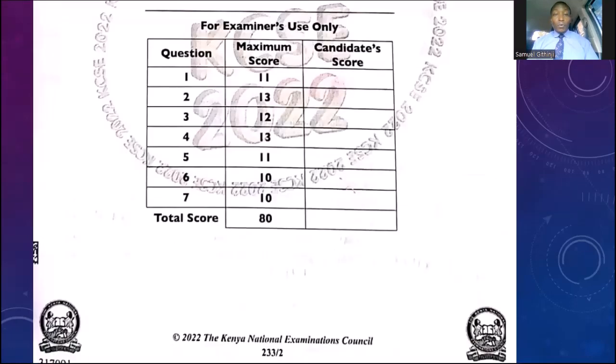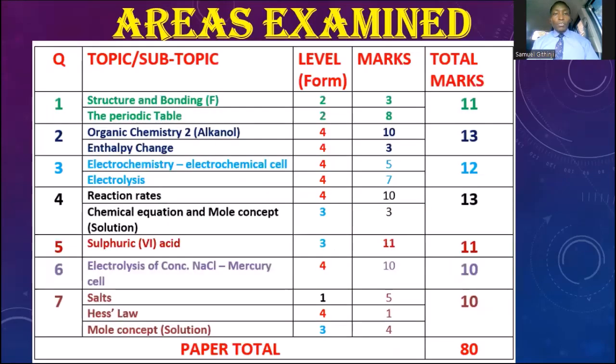The grid for this one, the paper this time round had 7 questions. And you can see the distribution of marks per question there. The question total, the paper total, 80. Remember, this is a theory paper. Now, I want to take you through the areas that were examined. Yes. Let's start with question 1.